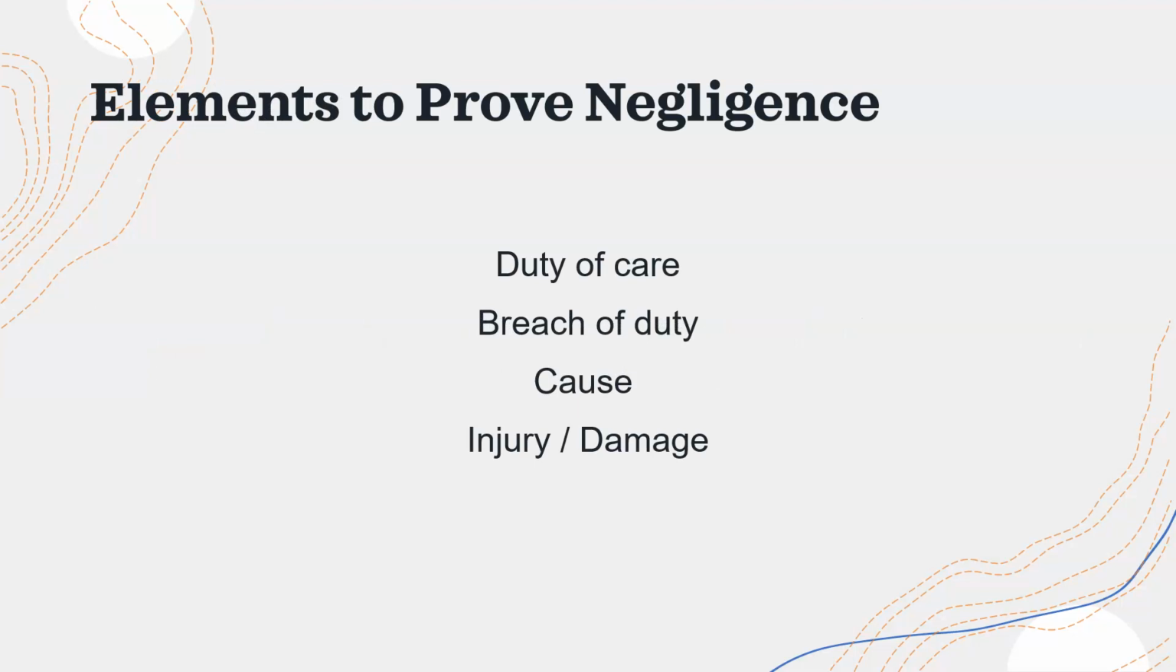There are 4 elements to prove negligence. Now, I know in your textbook there's an indication that 5 are present, but I'm going to include just 4 because cause contains 2 other aspects which will be discussed in a little while, that being the actual cause and the proximate cause. But these are the 4 general elements that common law tort claims involve.